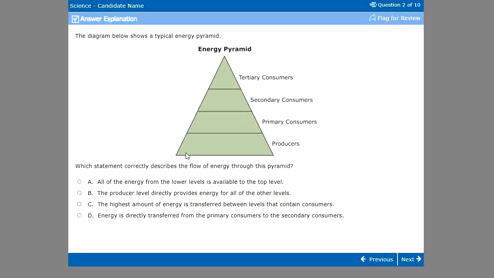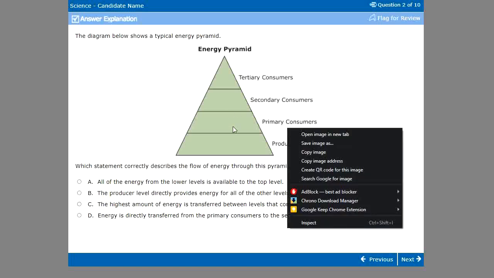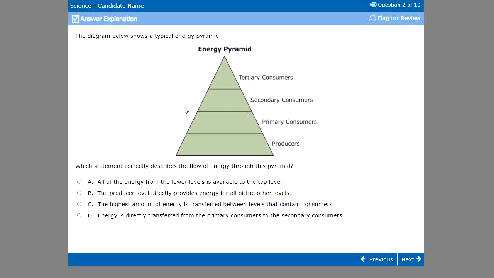That is probably not correct as well. You can't really tell from here. Energy is directly transferred from the primary consumer level to the secondary consumer level. That is correct. Energy goes from the primary to the secondary consumer level. Secondary consumers feed on primary consumers, so that's where they get their energy from. So the correct answer here is D.